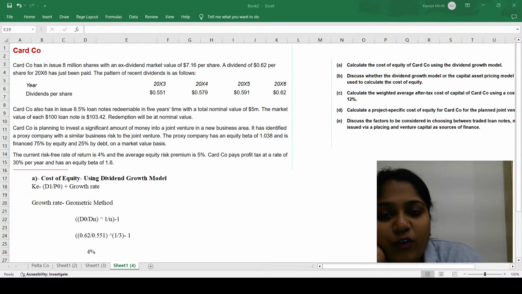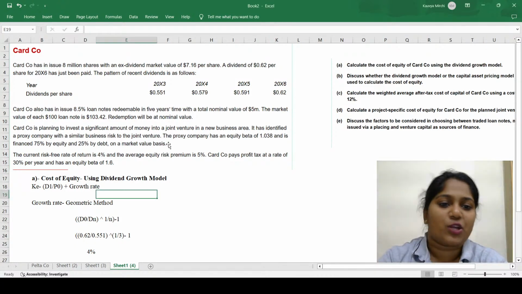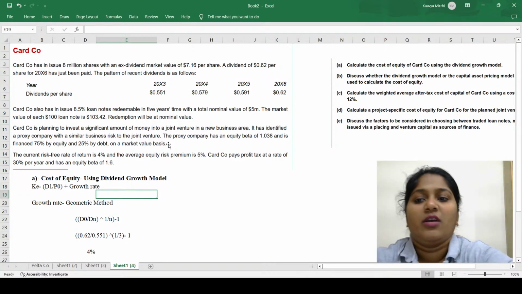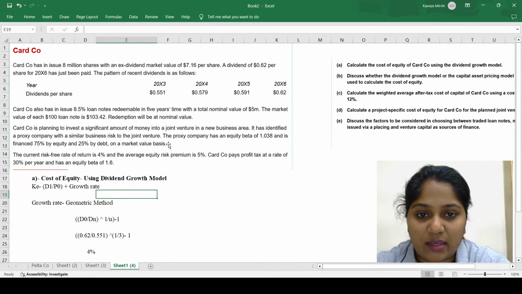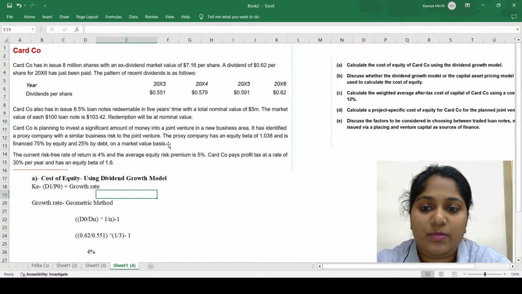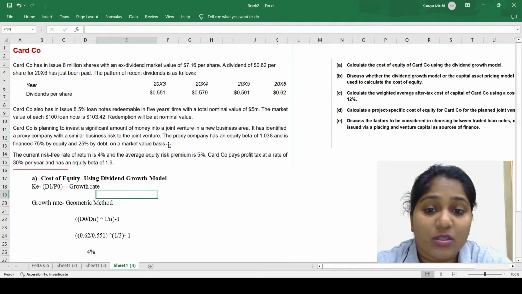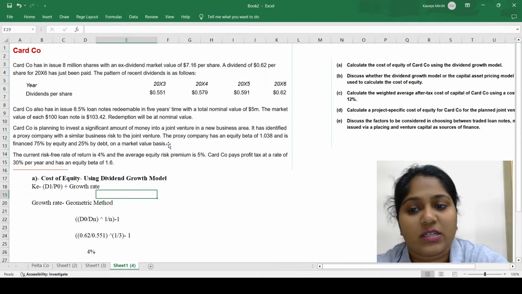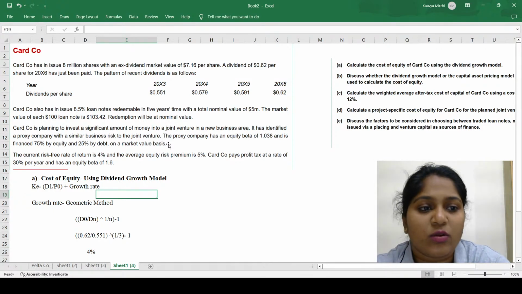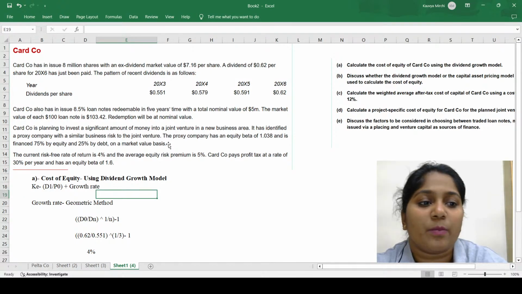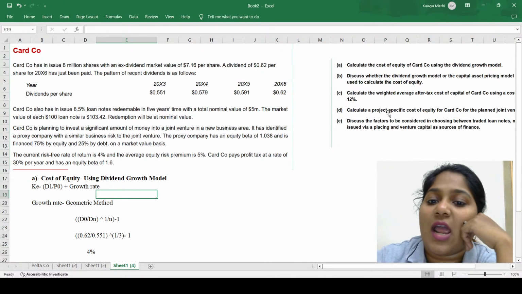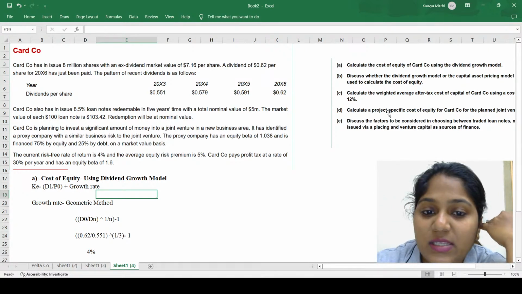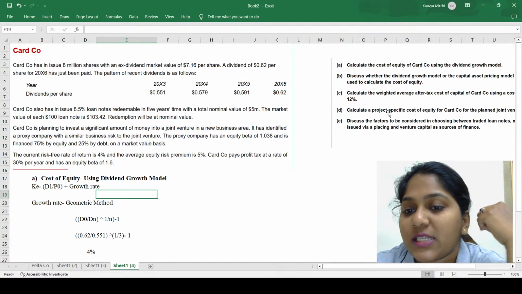Okay, great. So now move to the next information. We just want information because the next requirement is not calculation. It's about the discussion. Now card company is planning to invest a significant amount of money into a joint venture in a new business area. It has identified a proxy company with a similar business risk to the joint venture. The proxy company has an equity beta of 1.038 and is financed 75% by equity and 25% by debt at market value. So we have to calculate the project specific cost of equity for card company. If you see option D, that's where this information comes close to. We have a current risk free return of 4% and an average equity risk premium of 5%. Card company pays profit tax at a rate of 30% per year and has an equity beta of 1.6.